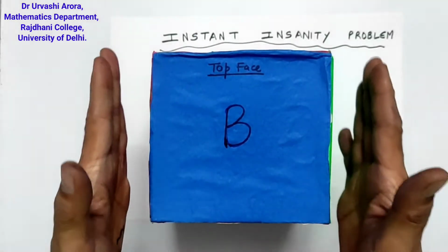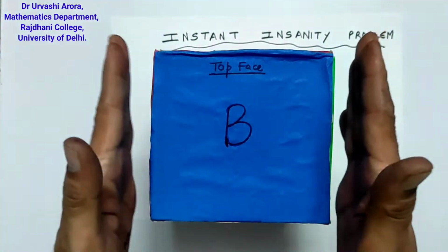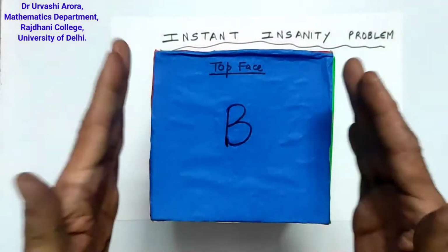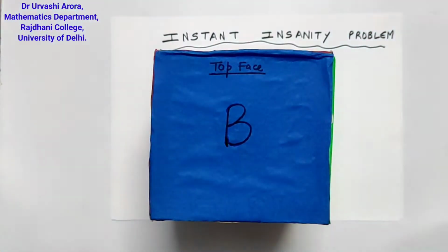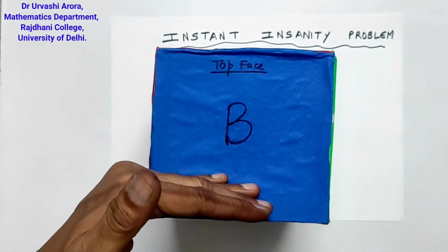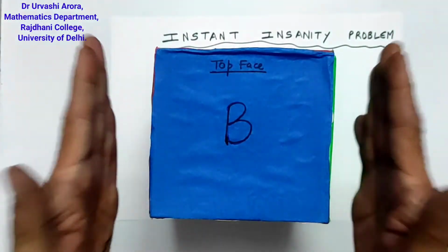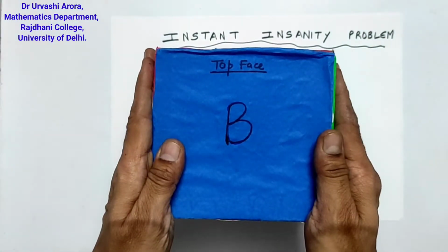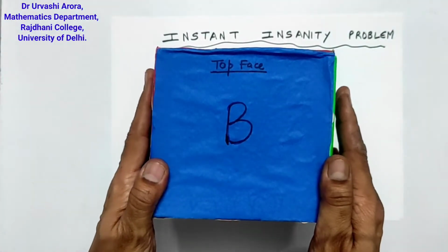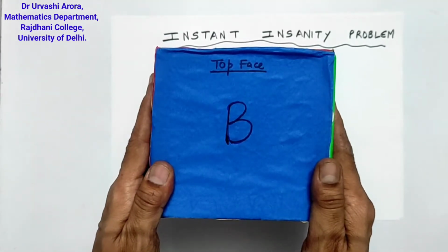And the problem would be: how should you place these four cubes one above the other? How should you stack them so that when you see the four sides of the resulting column, the front side, the back side, the left side and the right side, on these four sides you should be able to see the four different colors? Each of the four different colors should be there. So how should you stack them? How should you place them? So that is the instant insanity problem.